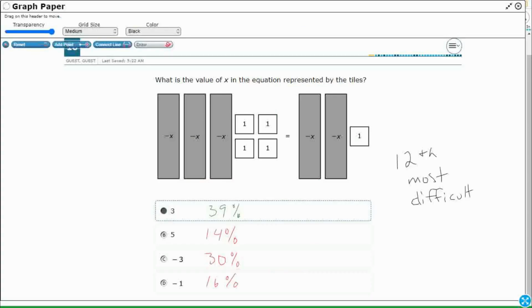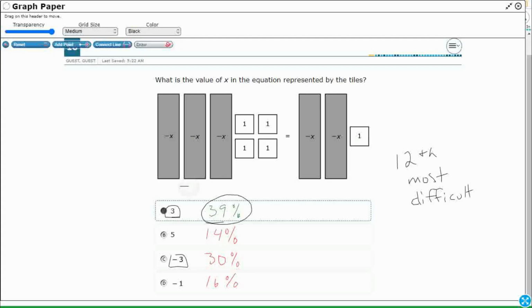So we have the 12th most difficult problem here, and we have almost 40%, not quite, getting the correct answer here as 3. Now, what's interesting here is, take a look, we've got a 3 as the correct answer, but we almost have the same amount of students choosing the incorrect answer of negative 3. And so you saw there that we did have an opportunity to kind of get confused.